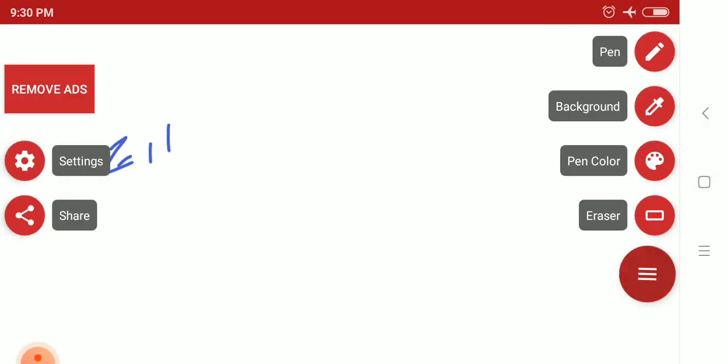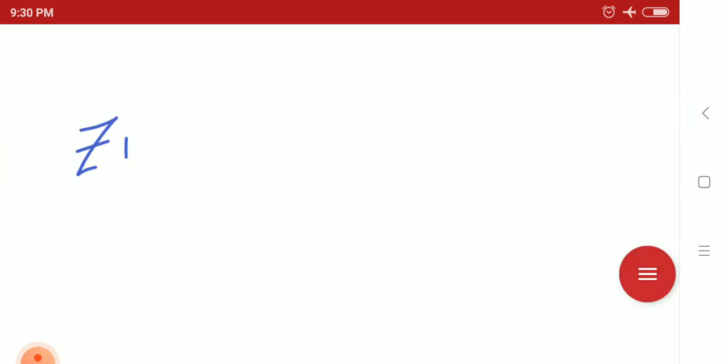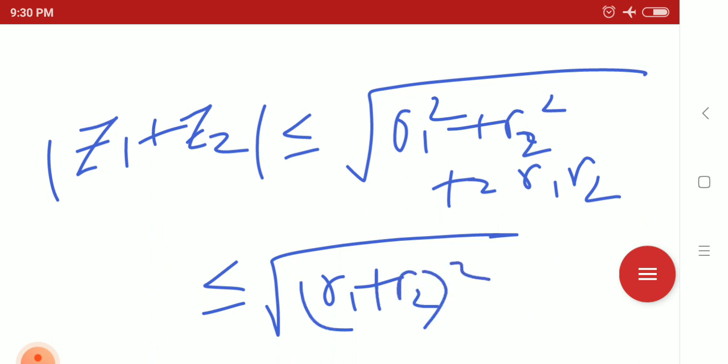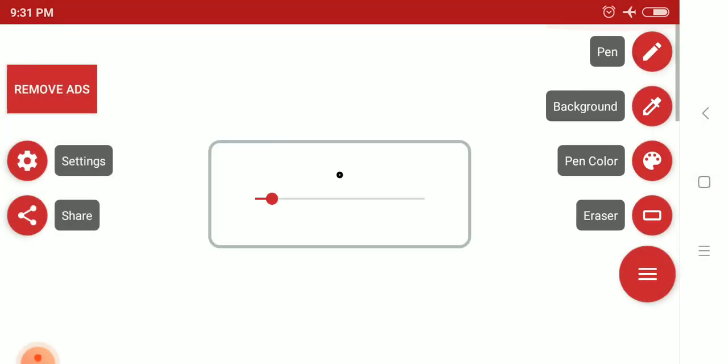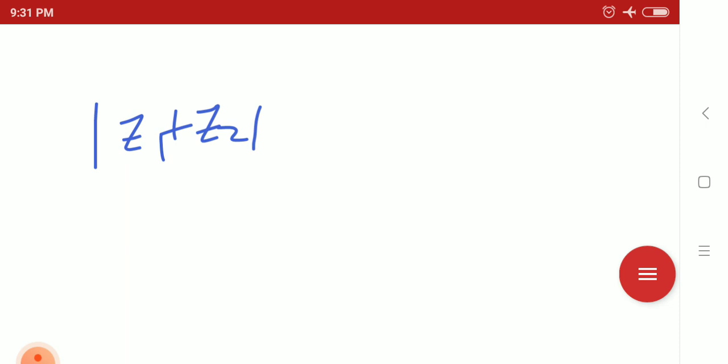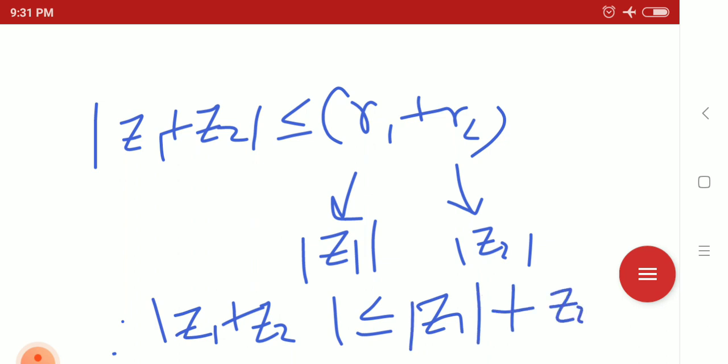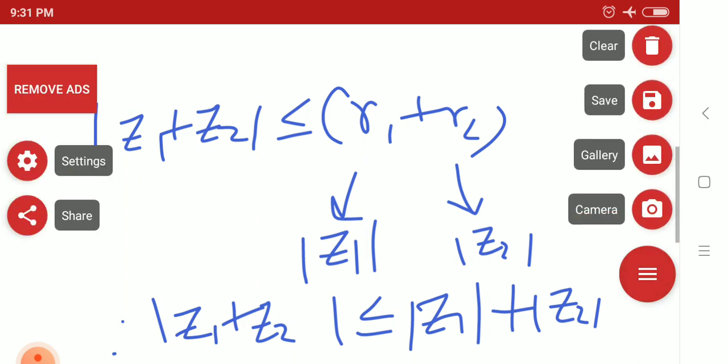So from here we can say |z1 + z2| will be less than or equal to root of r1² + r2² + 2 r1 r2, because cos(θ1 - θ2) has value less than or equal to 1. So r1² + r2² + 2 r1 r2 is (r1 + r2)². So |z1 + z2| ≤ r1 + r2. Here r1 = |z1| and r2 = |z2|. So |z1 + z2| ≤ |z1| + |z2|. This is an important property that we have recently come to know.